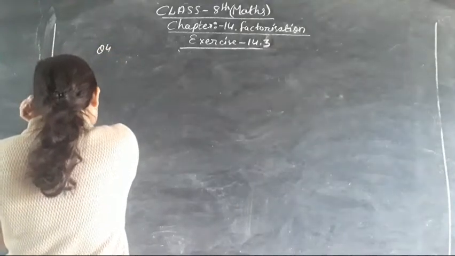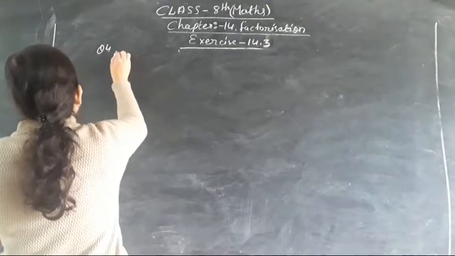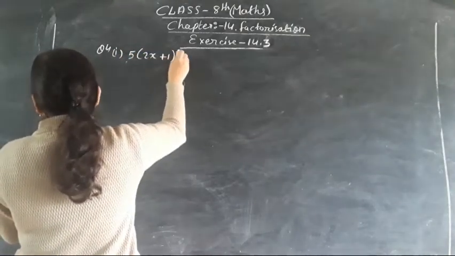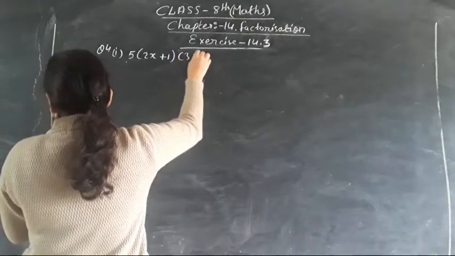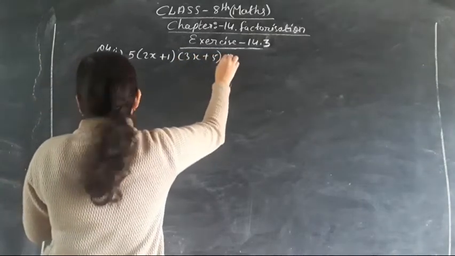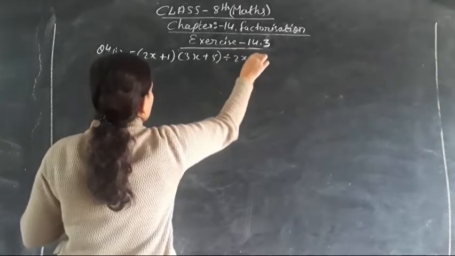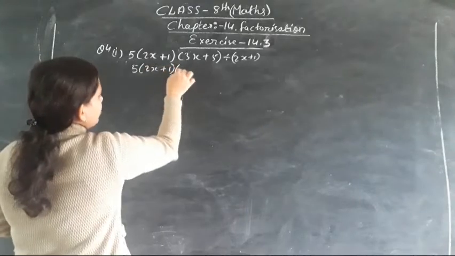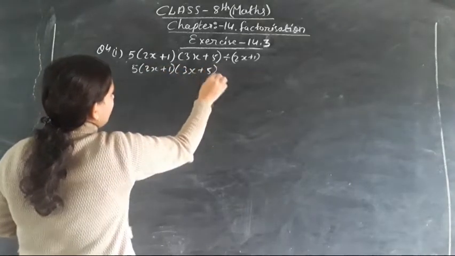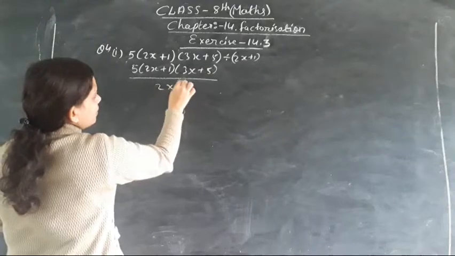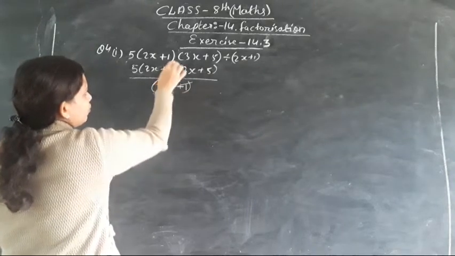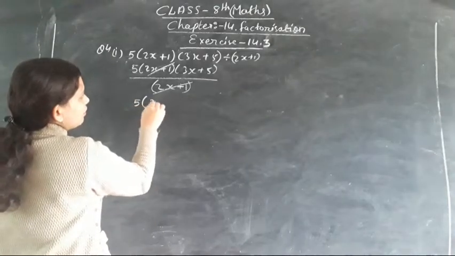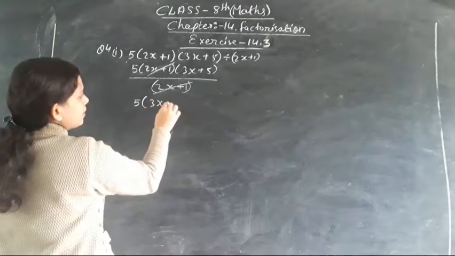Question number 4, first part: 5 into 2x plus 1 into 3x plus 5, divided by 2x plus 1. This is the question. So let's write it in the form of numerator and denominator so that we can easily solve it, divided by 2x plus 1. You can see that 2x plus 1 from the numerator and denominator will get cancelled. What is there? 5 into 3x plus 5.